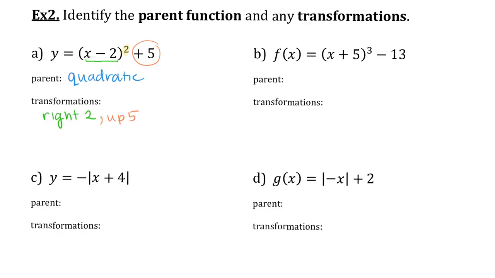Okay, let's first see the parent function. F of x equals x plus 5 cubed, cubic. Now what are we doing to it? I see x plus 5. Is that left or right? Left 5. Translates left 5. And then what? Down 13.